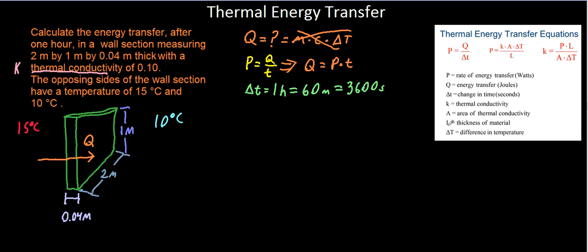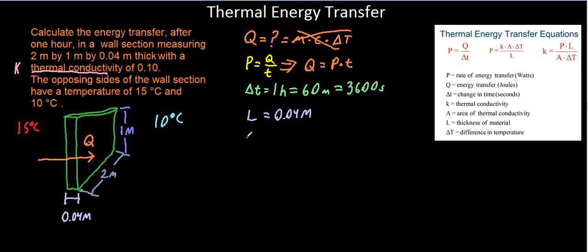So we can go ahead and say, well, thickness is L. So we can go ahead and say L equals 0.04 meters. That was pretty easy. And what about this 2 by 1? Well, if you look, that's what we're going to use to find our area.